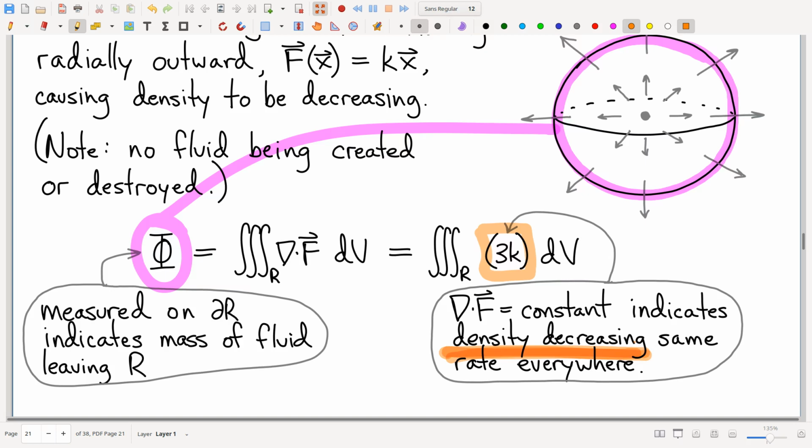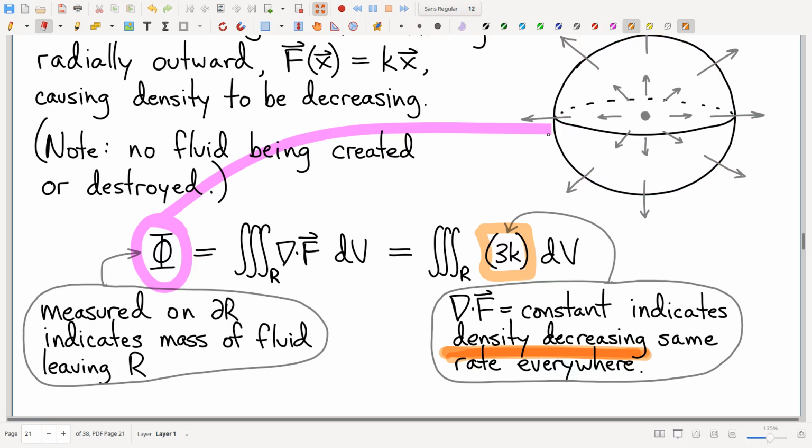So we get a different physical interpretation in this different physical scenario, but again, pretty natural, I think, and I appeal to your sense of physics. As the gas is expanding outward, as the temperature is increasing, the density should be decreasing in a uniform way, and that's why the divergence is constant. So again, everything kind of fits together.